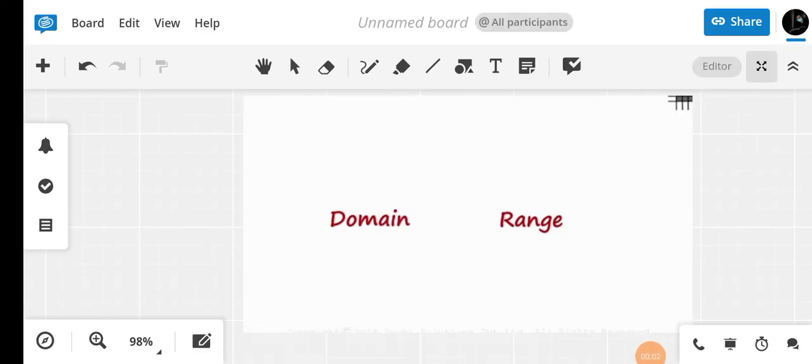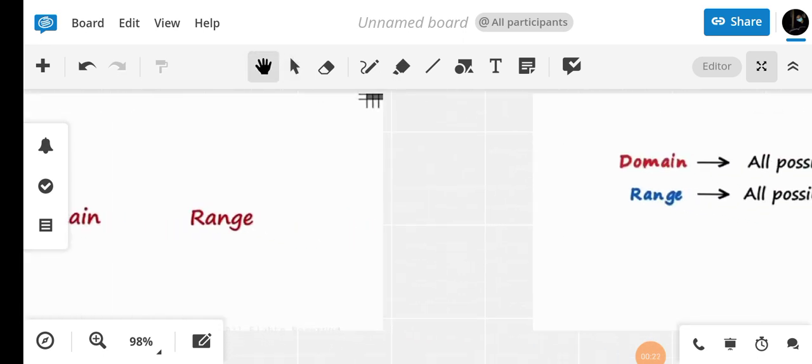Hello students, today we are going to learn what is the domain and what is the range of the function. Domain and range are by far the most important concepts in functions. There is a very high likelihood that you will see questions based on them. Okay, so what is the domain?